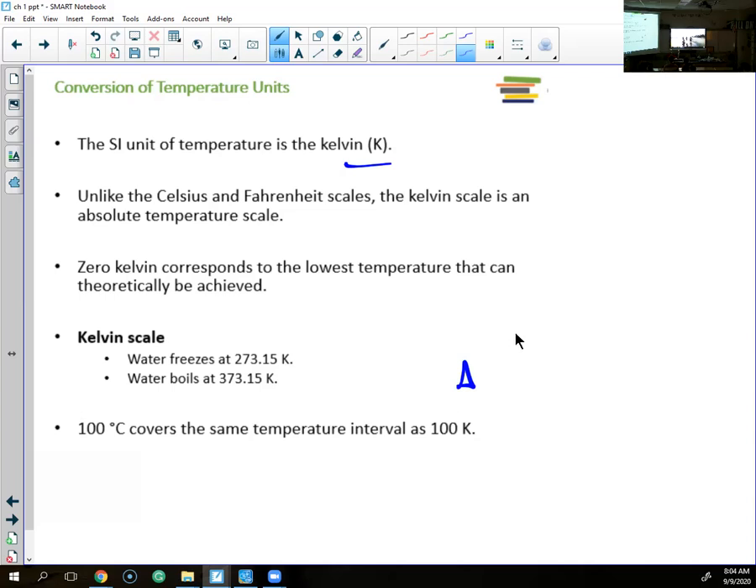I think we went over that already. The difference between them is the same. 0 Kelvin corresponds to the lowest temperature that can theoretically be achieved. And that's called absolute 0. And it's just barely colder than this room right now.